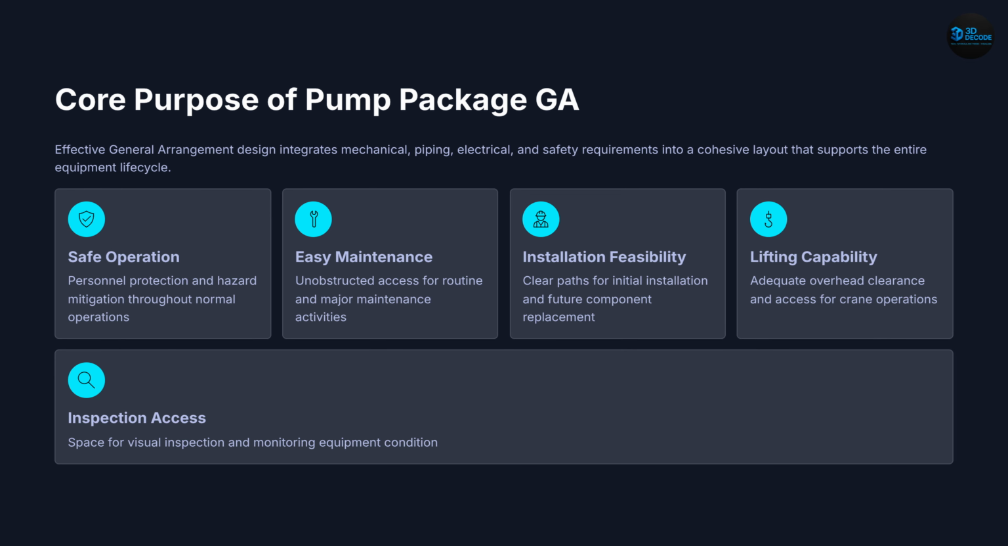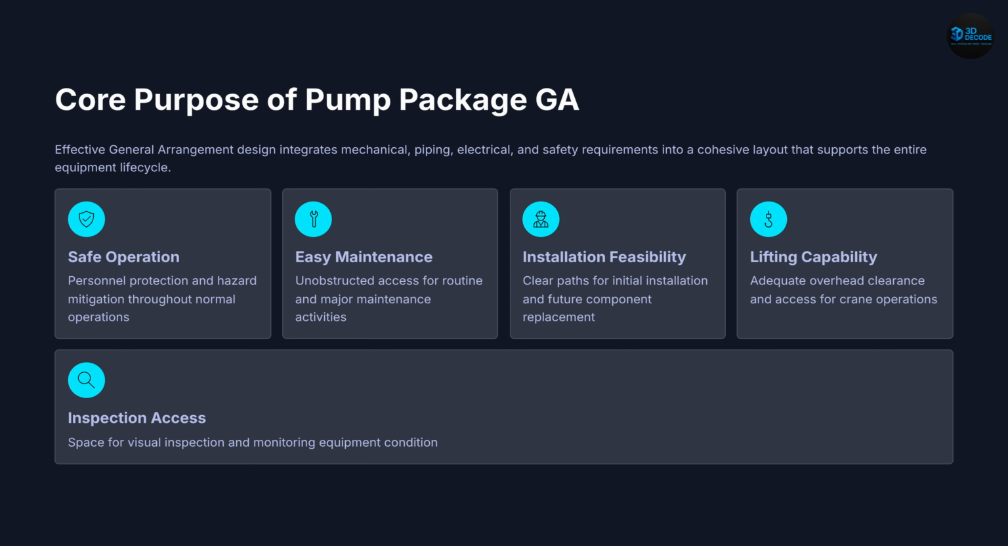Next, core purpose of pump package GA. Now let's understand the real purpose of pump package GA design, because this is not just mechanical drafting. This is system integration. A good GA combines mechanical systems, piping, electrical, instrumentation, safety, maintenance, and human interaction into one functional operating environment. That's why experienced engineers spend huge amounts of time reviewing GA layouts, because one bad clearance can affect multiple engineering disciplines at once.